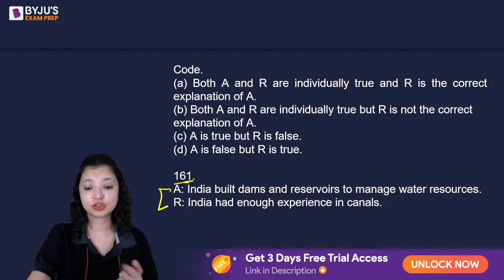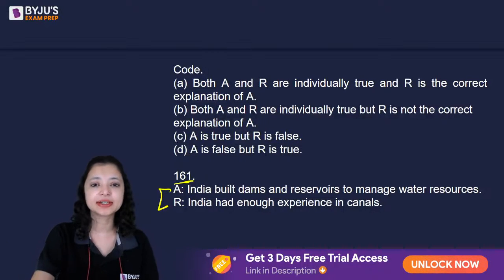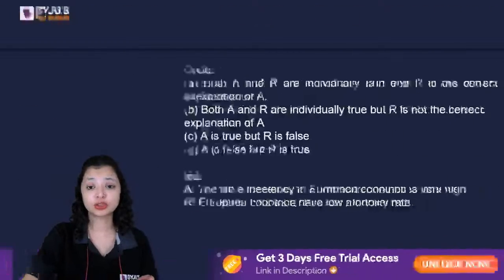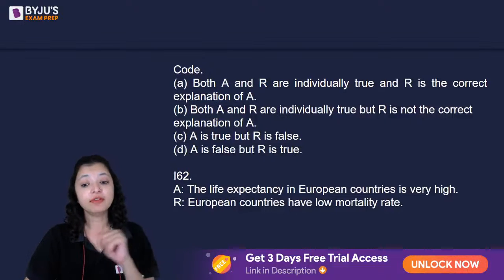Okay, so यहाँ correct answer is B. Both are true, but R does not actually explain why A happens. So B is the correct answer here. Let's check out the next question. The life expectancy in European countries is very high. European countries have low mortality rate.